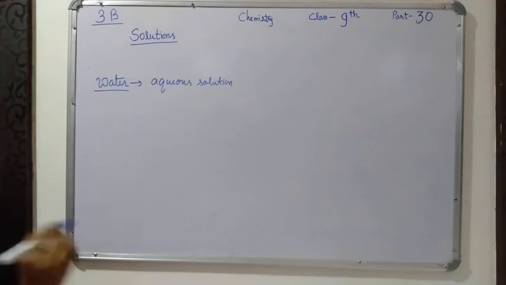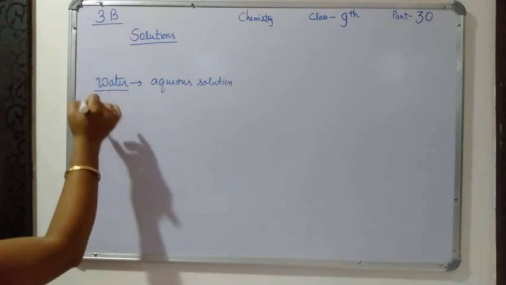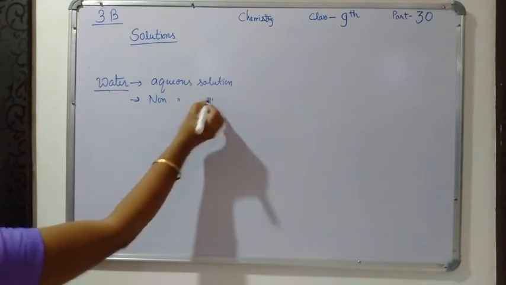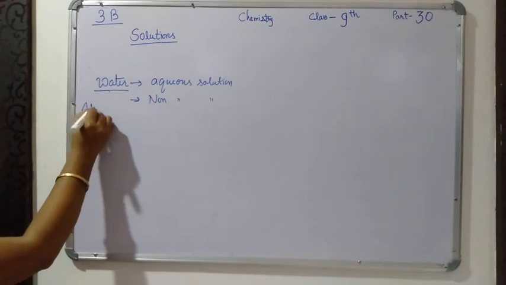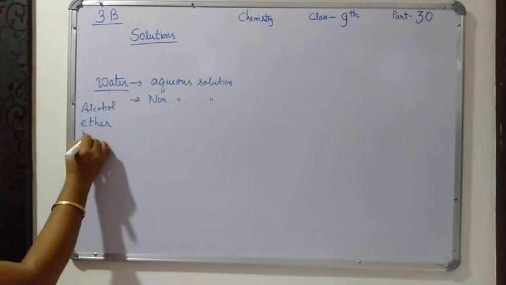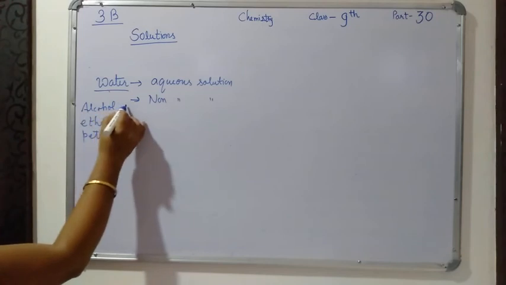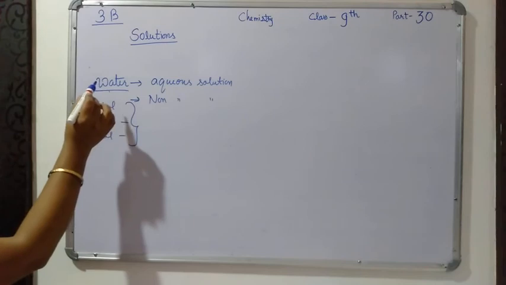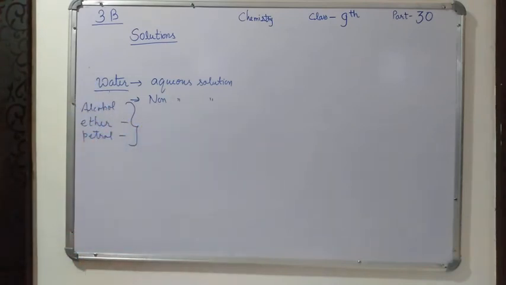A solution in which the solvent is not water but any other liquid is called a non-aqueous solution. For example, in place of water you can use alcohol, ether, or petrol. Many other liquids are there in which you can make a solution. Where water is not the solvent, that type of solution is called a non-aqueous solution.